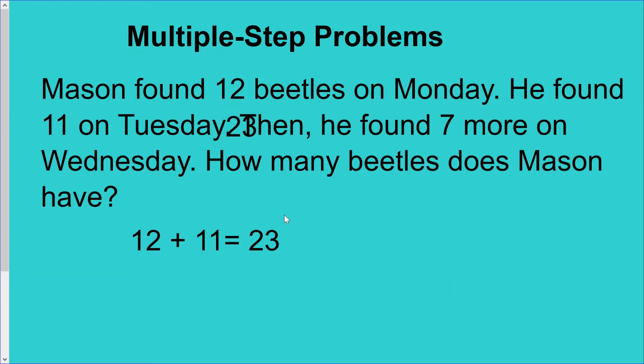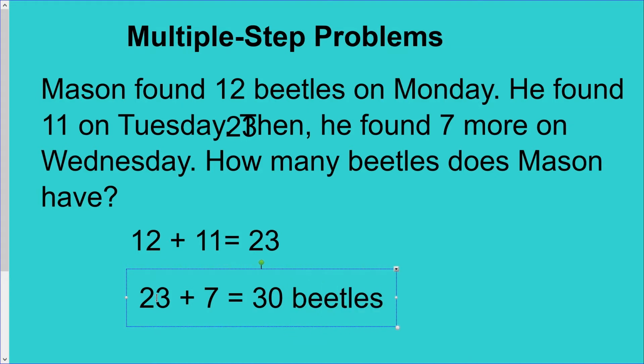Then he found 7 more, okay? Well, what happened to his number? It increased, right? It increased again. So we're going to add again our 23 plus 7. We're going to make a new 10 here, right? And so that's going to add another 10 there. So our answer is going to be 30. And what did he have? Beetles is our unit, right?